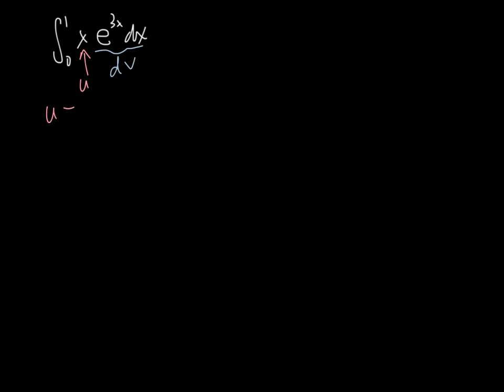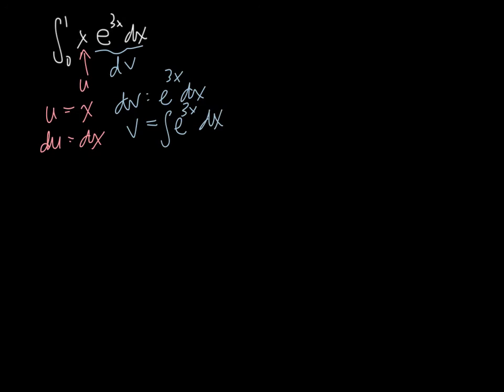So if u is x, dv is e to the 3x dx, and we go about finding du. We differentiate both sides, we get du equals dx, and then for dv we integrate both sides. Integrating dv gets us v, and then we want to integrate e to the 3x dx. And remember our formula for e to the constant times x is 1 over the constant, e to the constant times x, and we have what we need now.